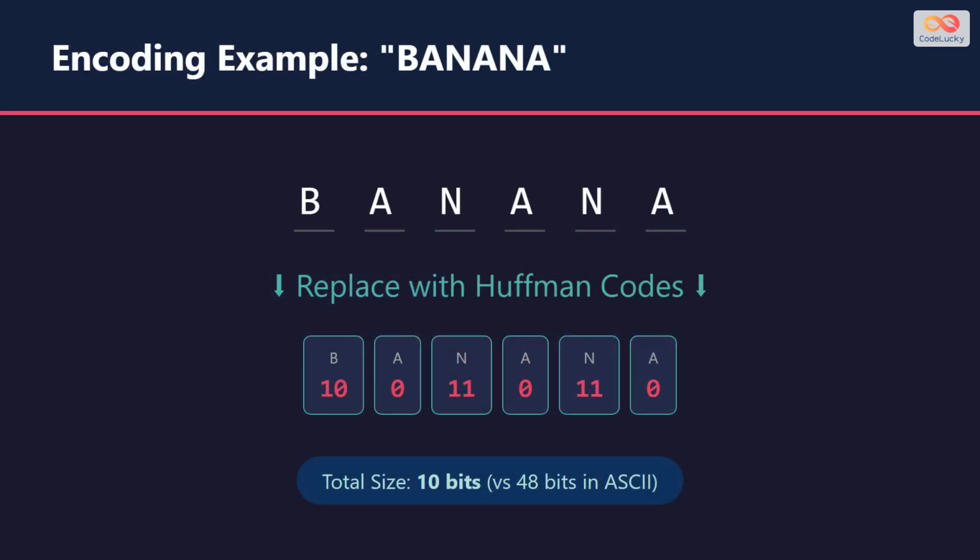Now we can encode our original word. We replace every letter with its new Huffman code. B becomes 10, A becomes 0, and N becomes 11. The entire word banana is now compressed into just 10 bits, whereas in standard ASCII, it would have taken 48 bits.